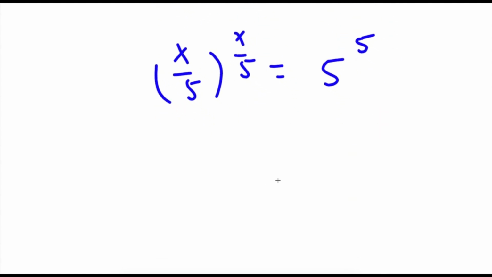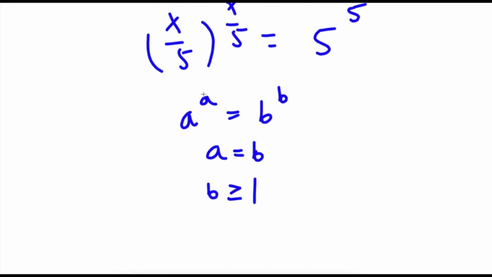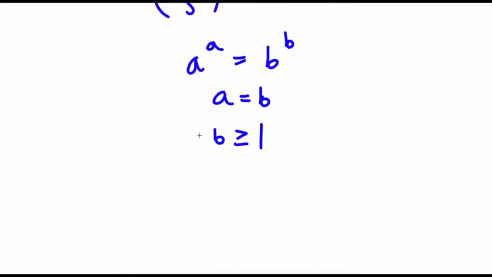Now, if I have something in the form a to the power of a is equal to b to the power of b, this means that a is equal to b, as long as b is greater than or equal to 1. And in this case, b is 5, which is greater than or equal to 1, meaning a is equal to b. So in this case, a is x over 5 and b is 5. So I have x over 5 is equal to 5.